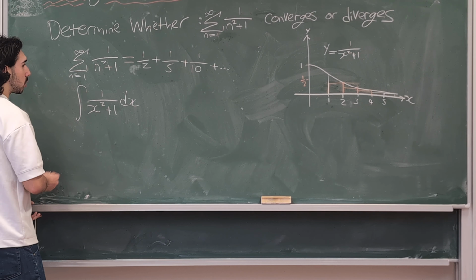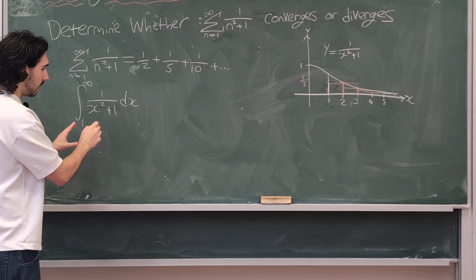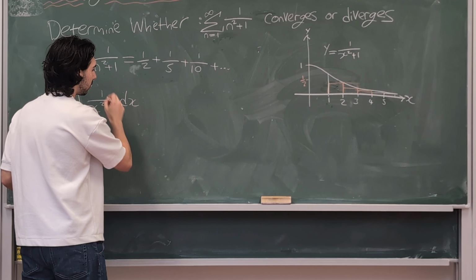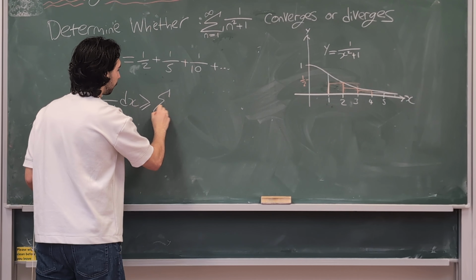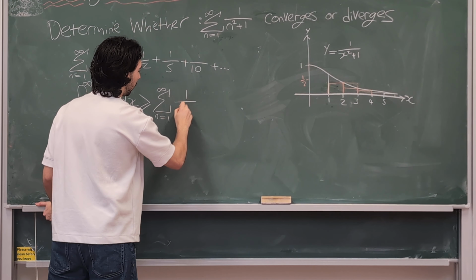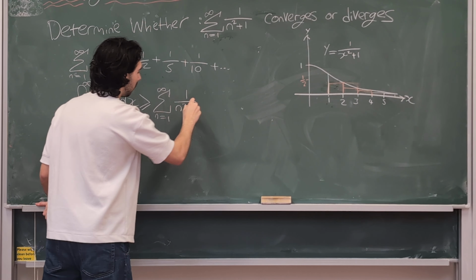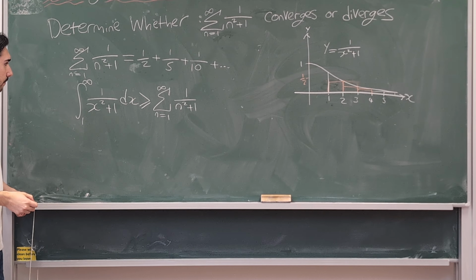That's the idea. So we're going to go integral from 1 to infinity. And I'm saying here, hopefully you agree, that this integral is bigger than or equal to the sum from n equals 1 to infinity of 1/(n²+1). Make sure that you're really happy with why one is bigger than the other.